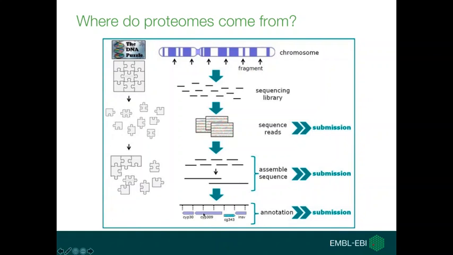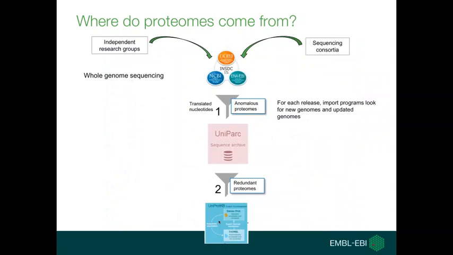So this is where we are able to predict which regions of the genome actually code for a protein sequence. Once we have this information, we're able to translate those sequences and bring them into UniProt as protein sequences. Another view of this is like this.